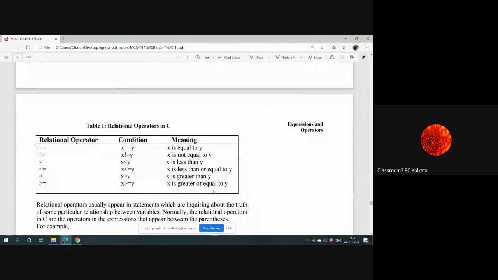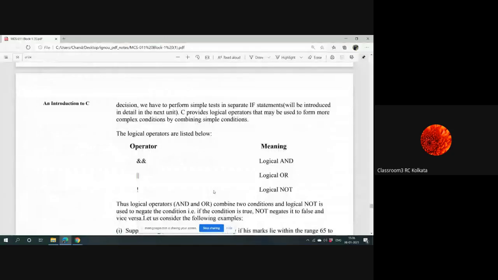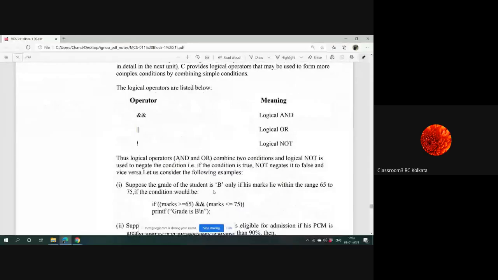That is equal to, not equal to, less than or equal to, greater than or equal to, and so on. And some logical operators: logical AND, logical OR, logical NOT.